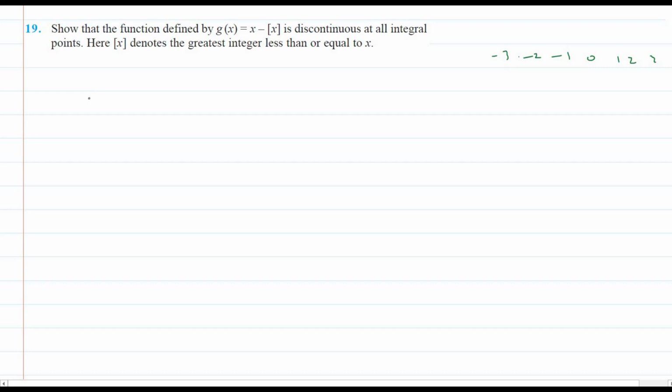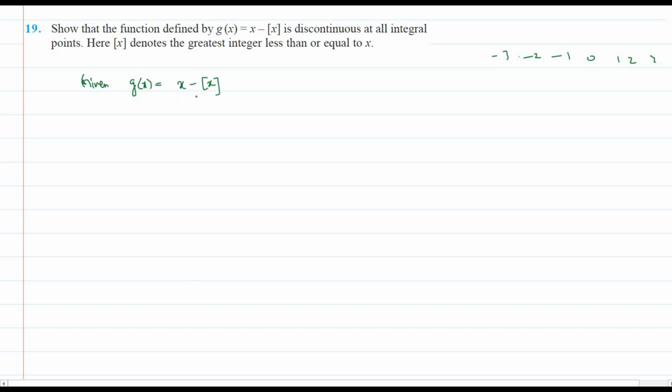Now for this we shall take a shortcut approach that would help the problem being solved very easily. We'll be having a graphical approach here. There are other approaches as well, but I shall stick to that here. Now given g of x is equal to x minus integral part of x.